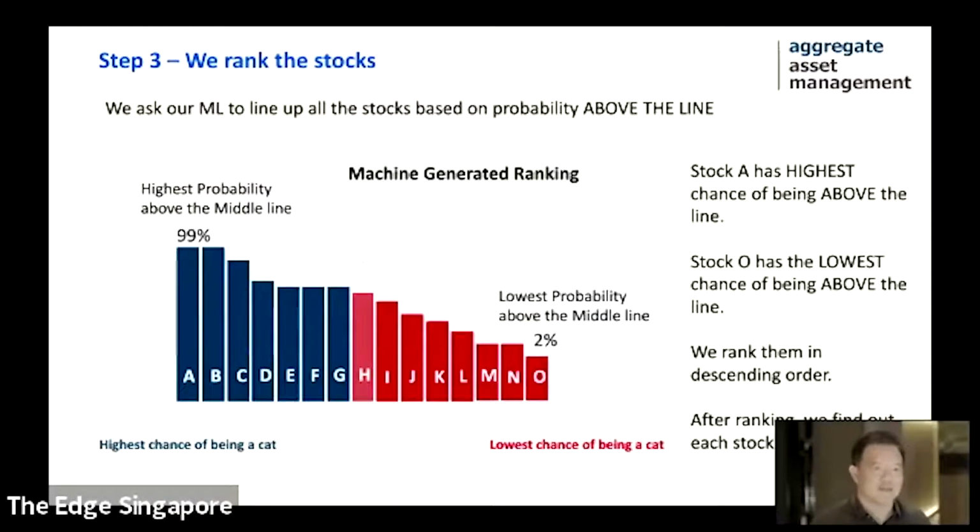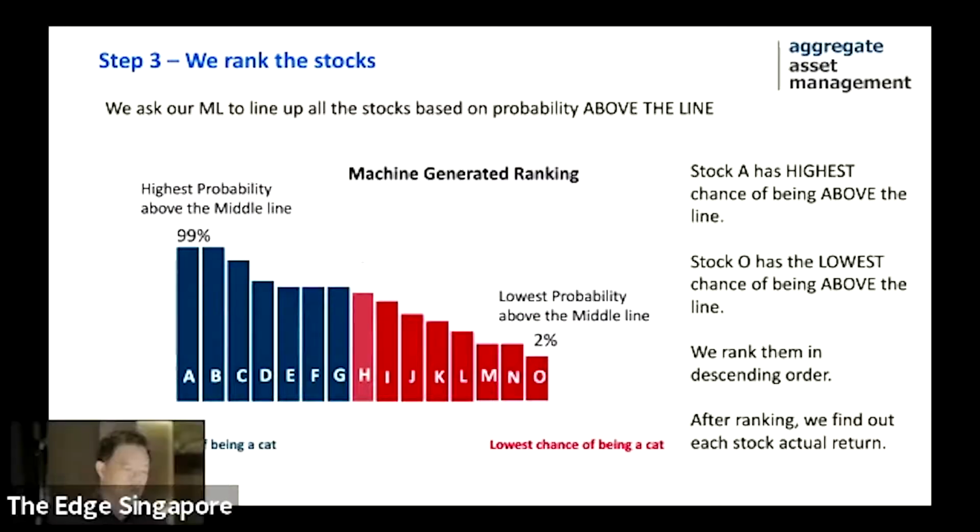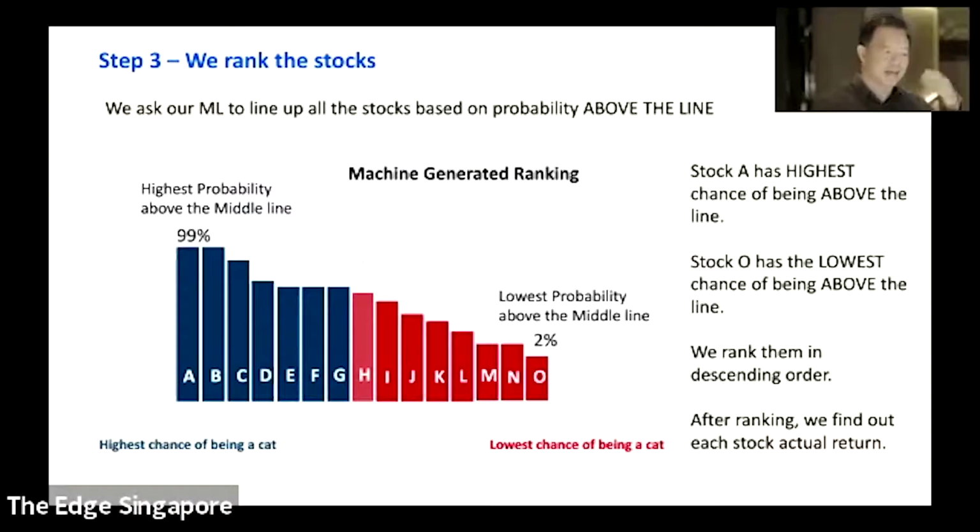Next thing is we ask the machine to rank all the stocks in descending order. So stock A will be the highest probability above the middle line. Stock O, the red, will be the lowest probability above the middle line. So we rank them in this descending order, right? And after this, we will find out each stock's return and see if we are able to get a pattern, a consistent pattern.